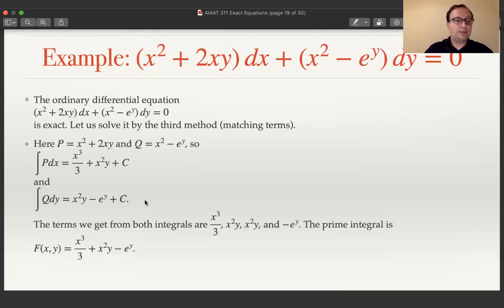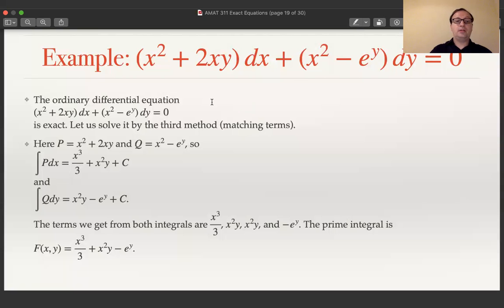So then what are the terms that we get? We get x cubed over 3, x squared y again from the second integral as well, and minus e to the y. But as I said, if a term appears both in the first and in the second integral, then we only write it once. So the prime integral will be x cubed over 3 plus x squared y times only one of them, and then minus e to the y. And again, this is the same answer that we got by the other two methods.